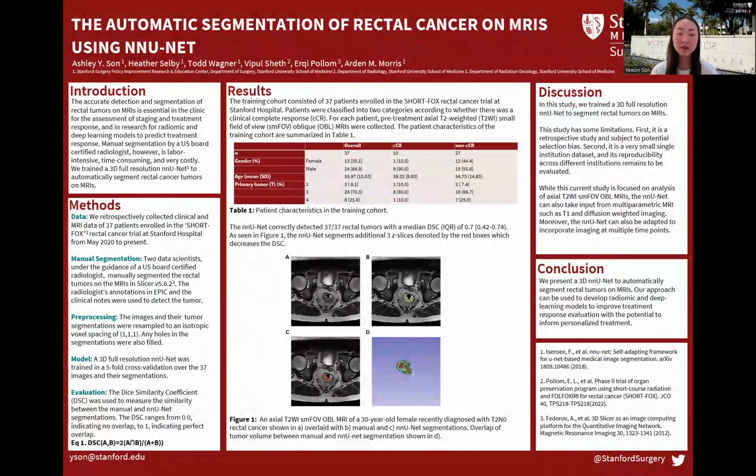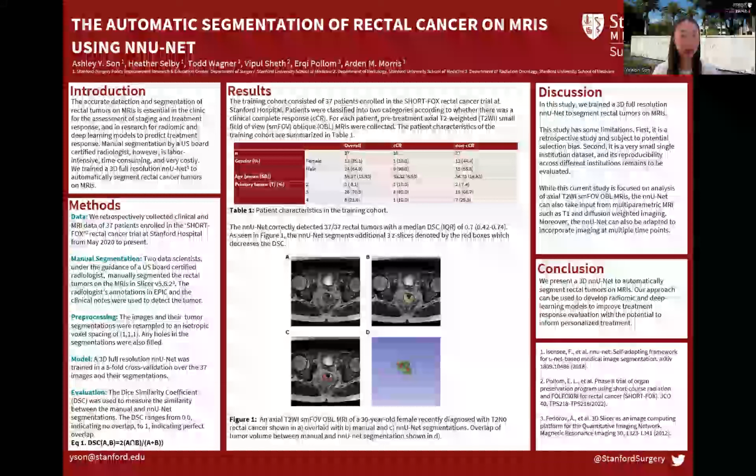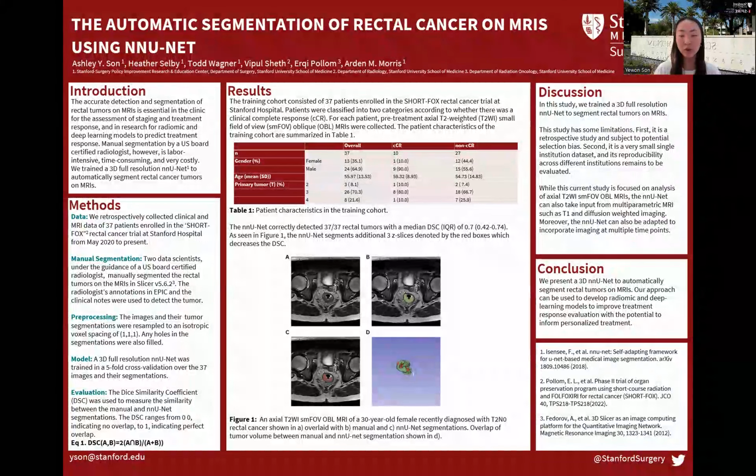The nnU-Net can also take input from multiparametric MRI, such as T1 and diffusion-weighted imaging. Moreover, the nnU-Net can also be adapted to incorporate imaging at multiple time points. We plan to add T1 and diffusion-weighted MRIs along with pre- and post-treatment MRIs.